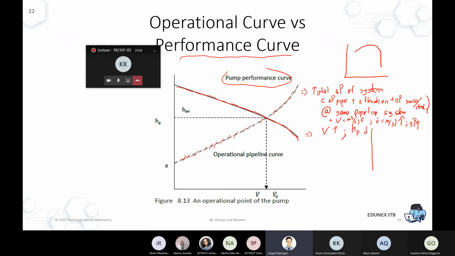So the important point over here is you find the intersection. The intersection between the pipeline curve and the performance curve will be the balance of the pressure of the system. That means if it's unregulated, you don't have a control valve, you don't have anything, you just flow it naturally. If it's going to flow naturally, that will be your actual flow rate.